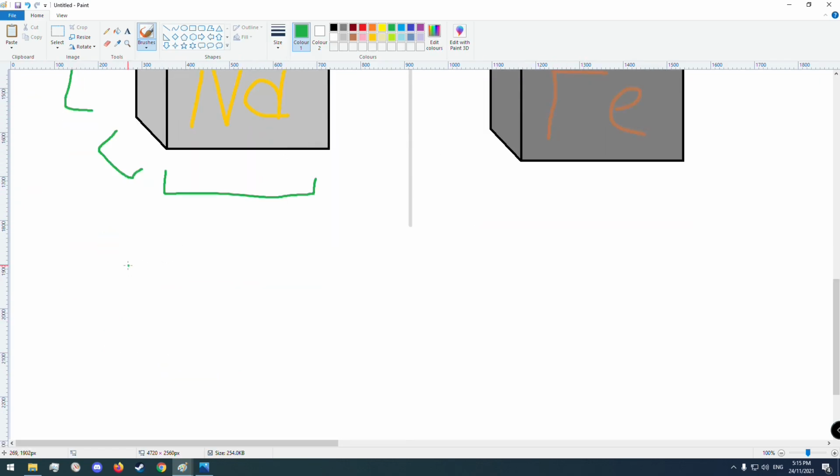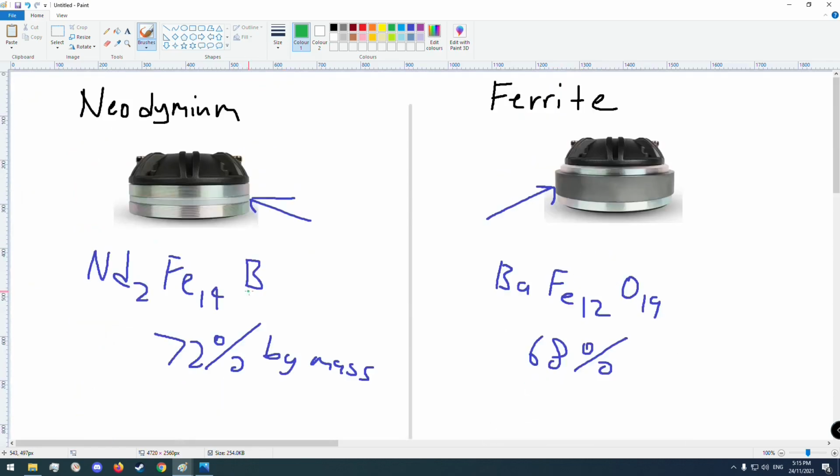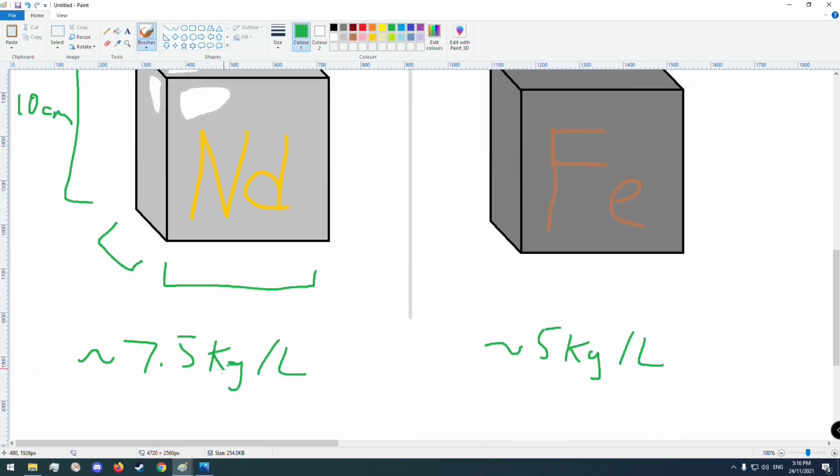With the neodymium we end up with a density of around 7.5 kilograms per liter, and for iron we have around 5 kilograms per liter. So what's very interesting is iron actually has a density of 7.8 kilograms per litre, and both these have a lower density than iron. The reason why is because neodymium, even though it is a lot heavier an atom than iron, it's actually a lot less dense than iron. Neodymium is 7.1 kilograms per litre, whereas iron is 7.8, which is why it averages out to 7.5.